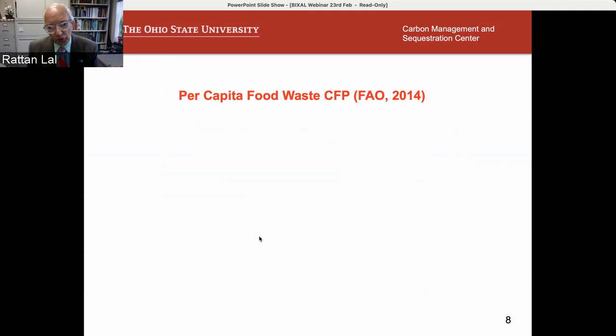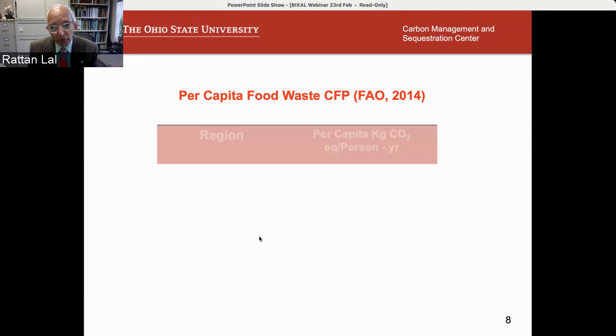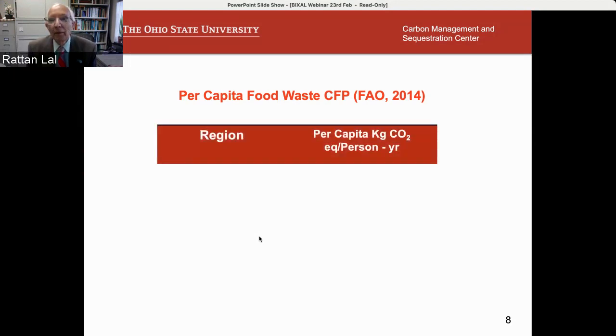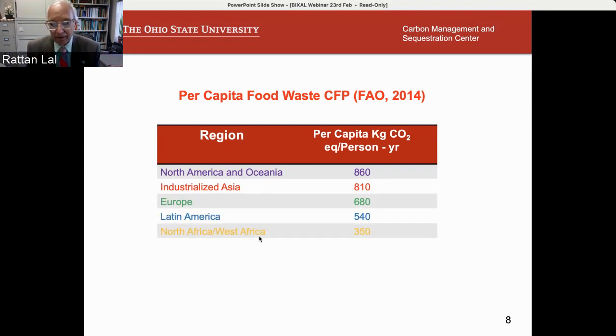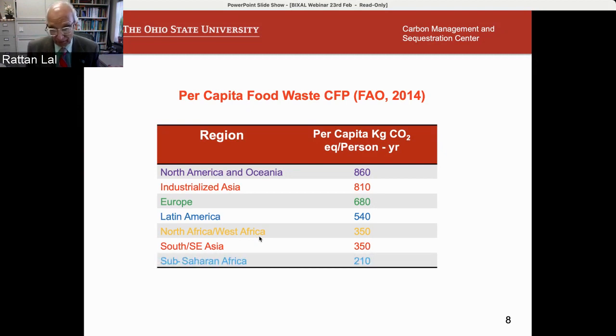Another source of emission, which is not commonly mentioned, is humanity's food waste. Per capita kilogram of carbon dioxide emitted per person per year by food waste alone: North America, 860 kilogram. Industrialized Asia, 800 kilogram. Europe, about 700. Latin America, 500. North Africa, about 350. South and Southeast Asia, about 350. Each one of us is culprit and victim in more than one scenario.